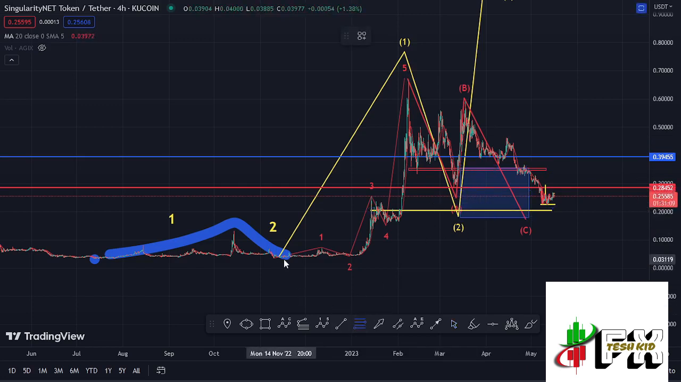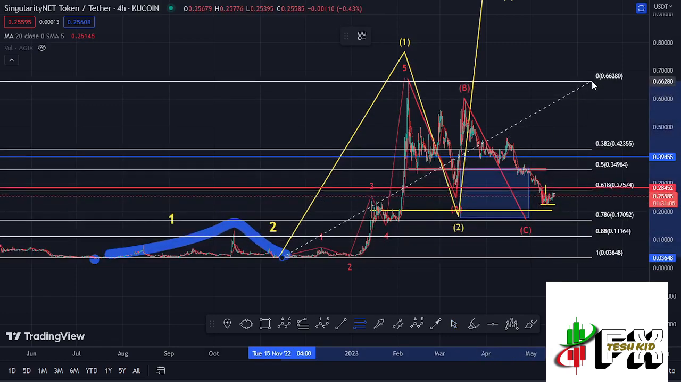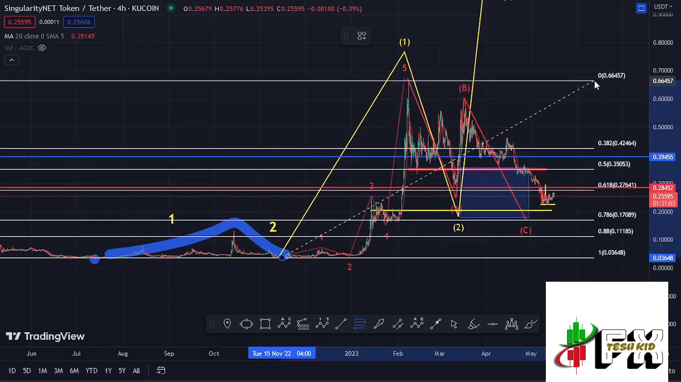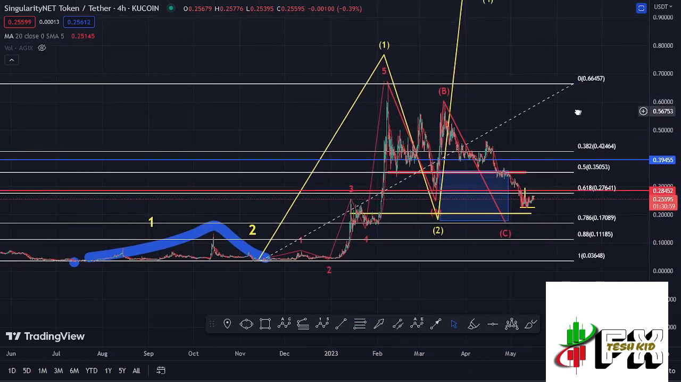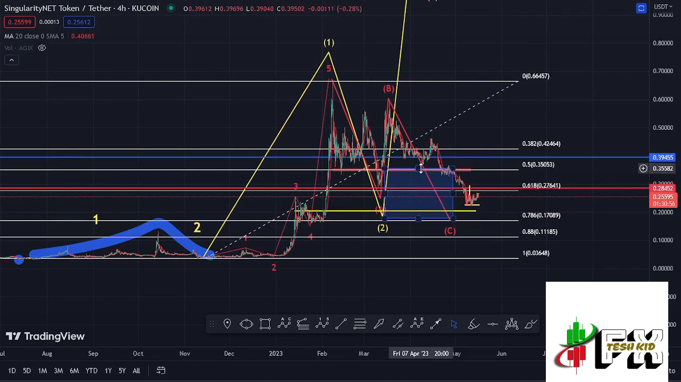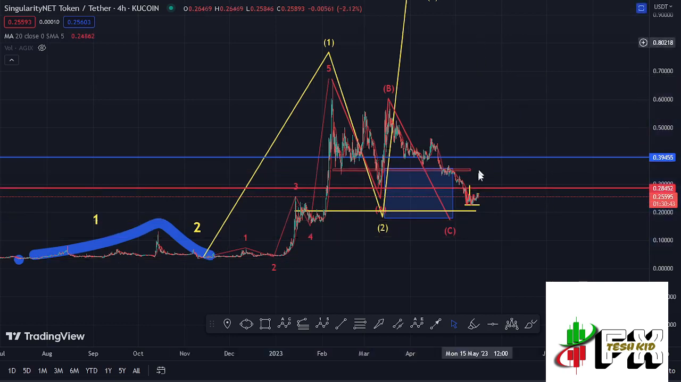Then we started a corrective structure in the formation of a larger Elliott wave count 2, and using the Fibonacci, connecting them from the low of the first wave to the high of that wave 1, that gave me a minimum retracement area for that wave 2 between the fib level 0.5 and the fib level 0.78, which is a target area that lies between the $0.35053 mark and the $0.17089 mark, the area highlighted on the charts using this blue target area.